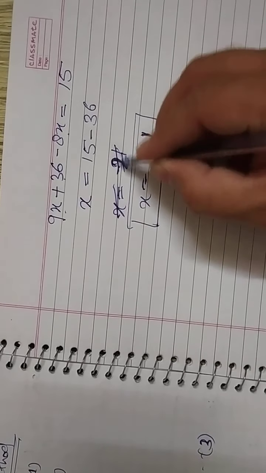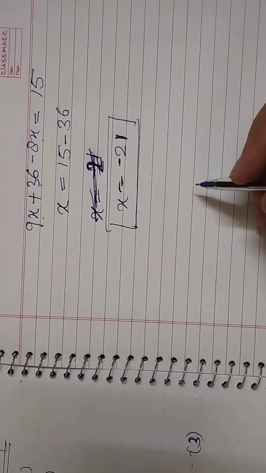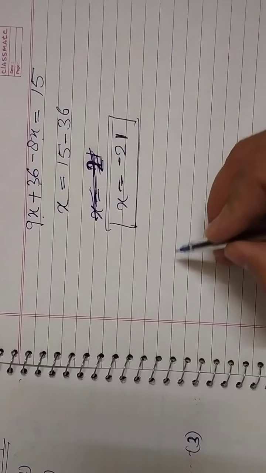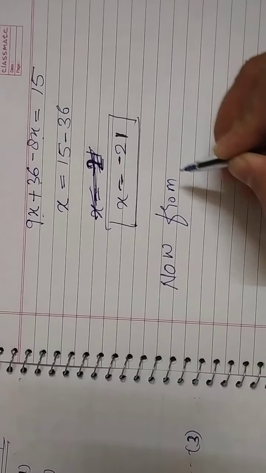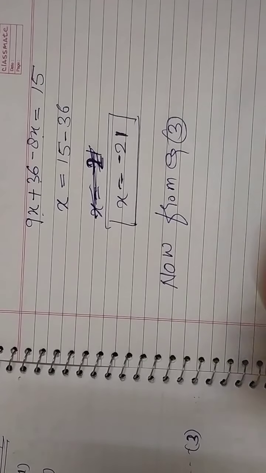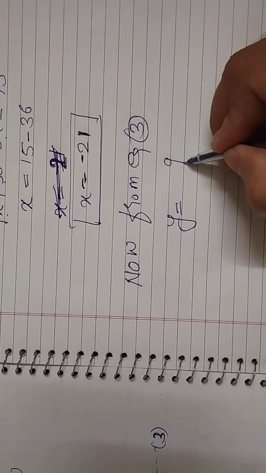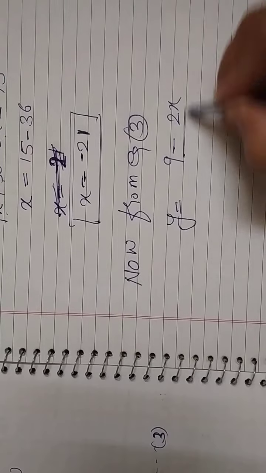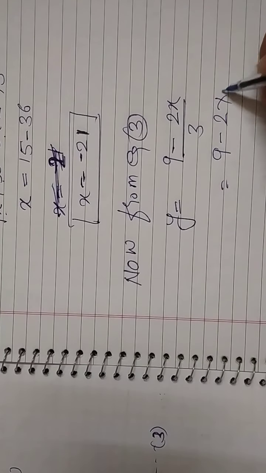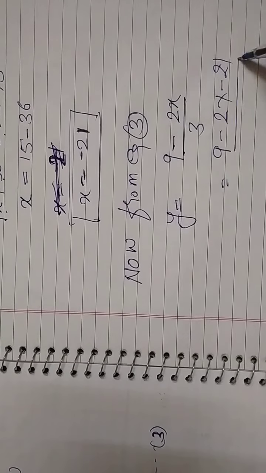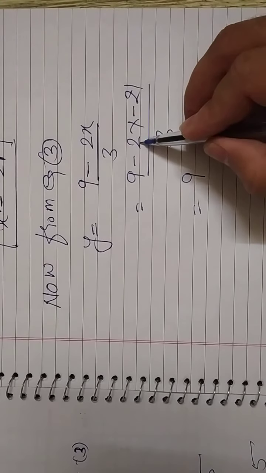So we found the value of x. Now from equation number 3, y equals (9 minus 2x) upon 3. So 9 minus 2 into minus 21, the value of x we found earlier. 9 minus 2 multiplied by minus 21.